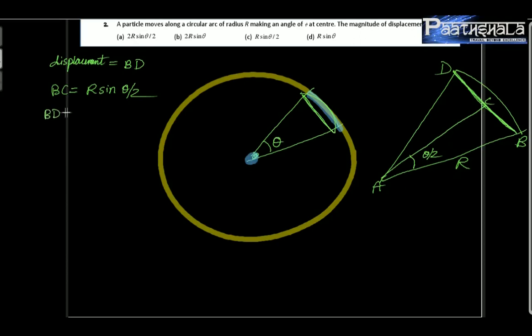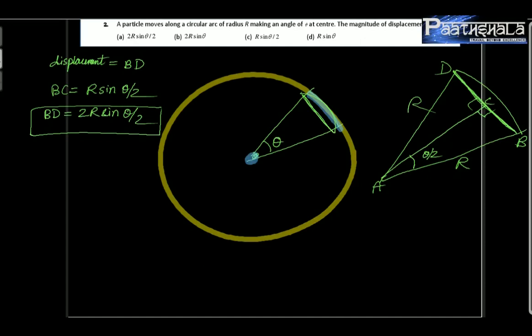So BD is nothing but 2R sin theta by 2, because these two triangles are congruent, right? ACB and ACD are congruent, using the hypotenuse-side test. AD is equal to AB, and AC is the common side. So hypotenuse and side are common in two right-angled triangles, so they are congruent. So BC is going to be equal to DC. So BD is equal to 2 times BC, which is 2R sin theta by 2.